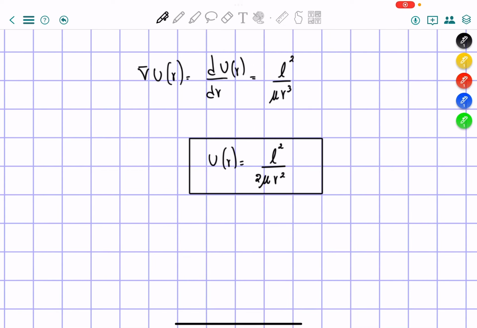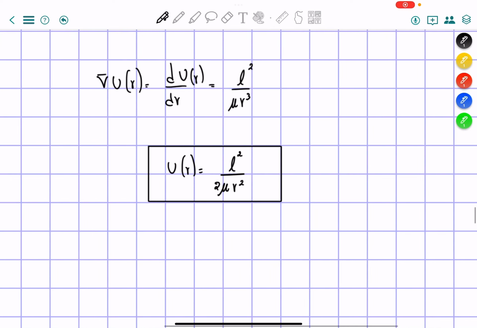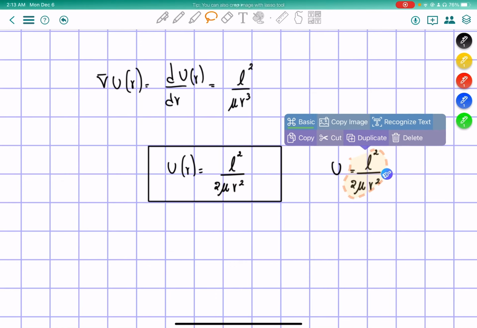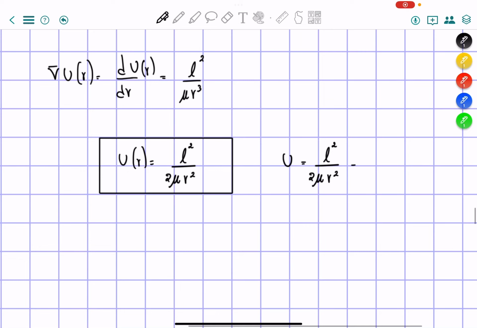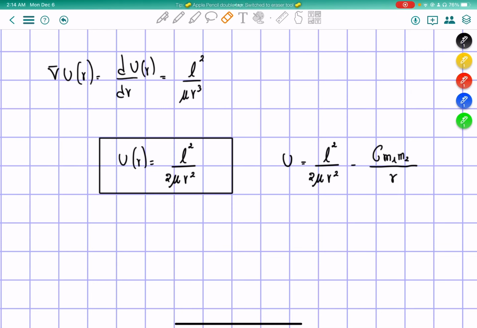We can actually use this for future things we will see. For example, in our example 8.1, we see that the U total is going to be equal to this part over here minus the gravitational part. But that's going to be for example 8.1, which I think is pretty good to give a look at. It explains how comets pretty much orbit around planets or stars.